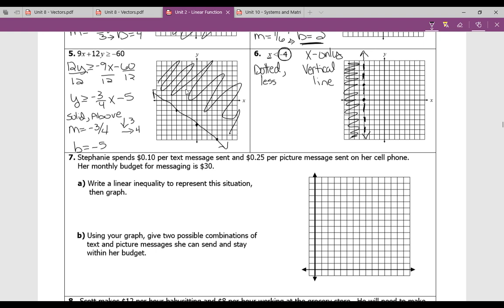All right. So Stephanie spends 10 cents per text message sent and 25 cents per picture message sent on her cell phone. Her monthly budget is $30. Write an inequality that represents this situation. So 10 cents per text plus 25 per picture, and her budget is $30. Is that greater than or equal to $30? Less than or equal to $30? Less than or equal to $30.